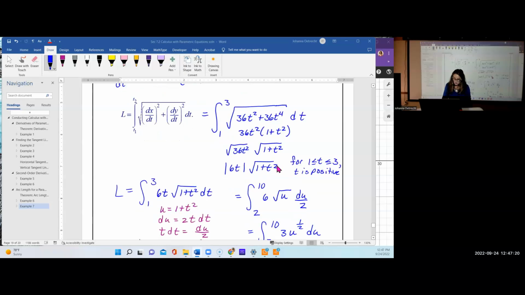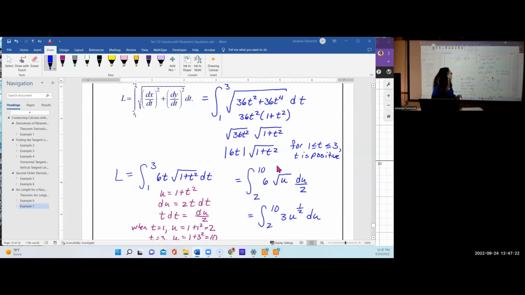Now, when I got this over here, the next thing that I did was I had 36t squared plus 36t to the fourth. I had a common factor of 36t squared, which I factored out and gave me 1 plus t squared as the other factor. Now, because these are multiplied together under a radical, I can split the radical between the product. You can't split across addition or subtraction, but you can split across multiplication and division. So this gives me the radical of 36t squared times the radical of 1 plus t squared.